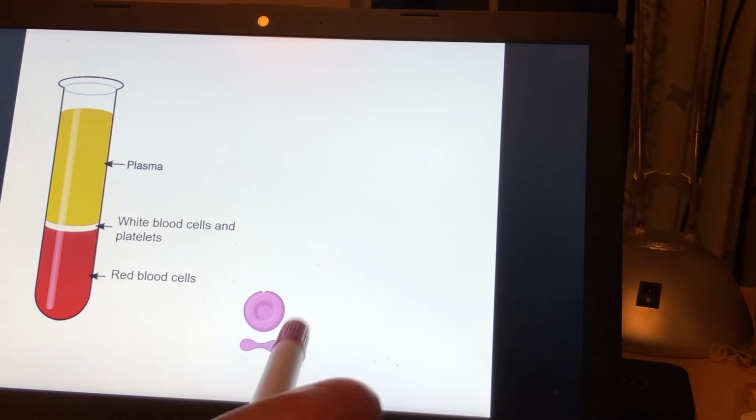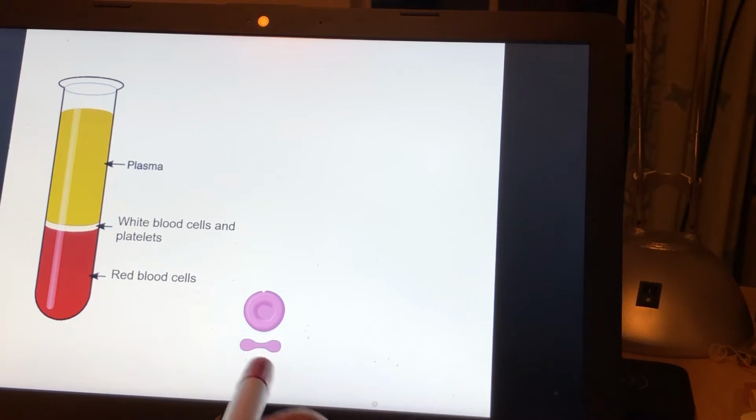The shape of the cell, because it dips in on both sides, gives it a greater surface area, and so it can absorb more oxygen because of its massive surface area to volume ratio.